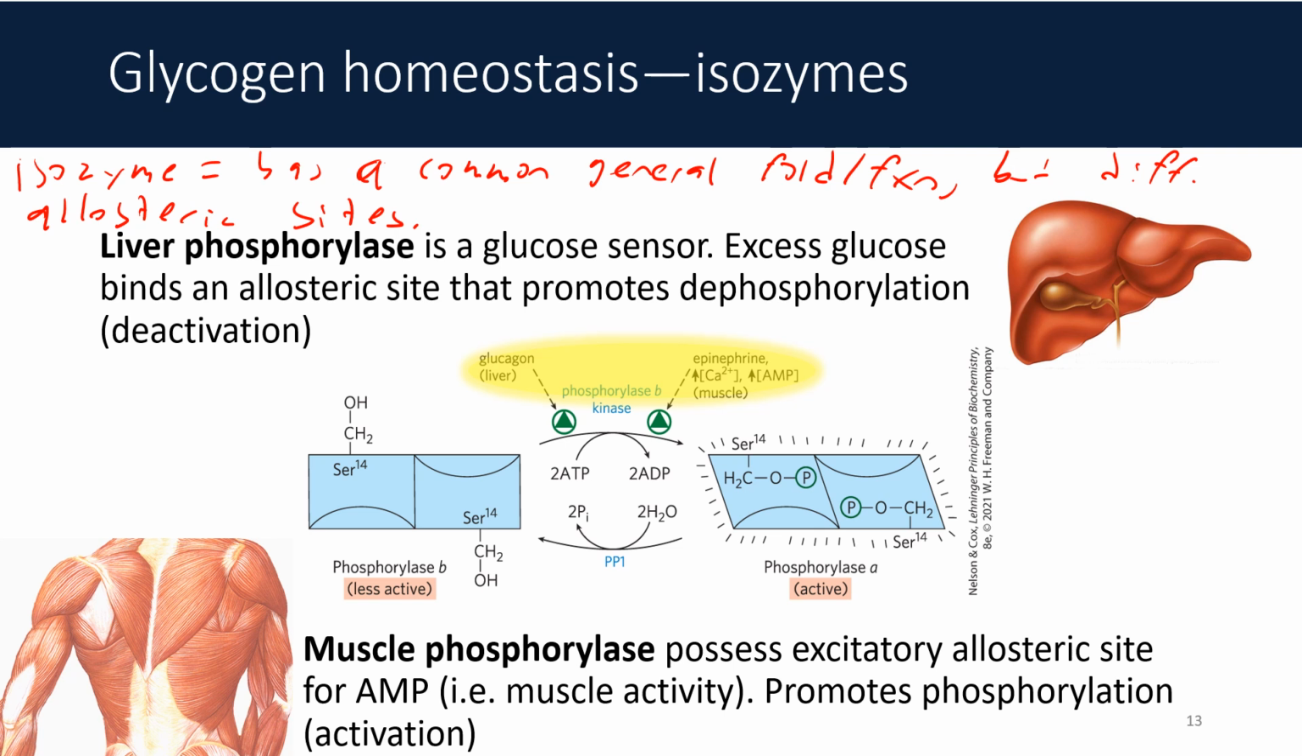Recall that the liver's job is to be a glucose sensor or a glucose guardian angel. If there is plenty of glucose going around, it would not be necessary, if not be harmful, if the liver contributed to the blood glucose levels already. So liver phosphorylase will have an additional allosteric site that's going to make it very prone to dephosphorylation when glucose binds it.